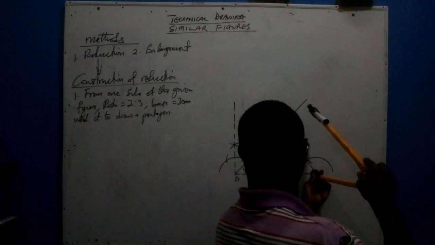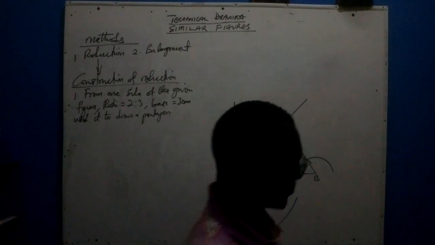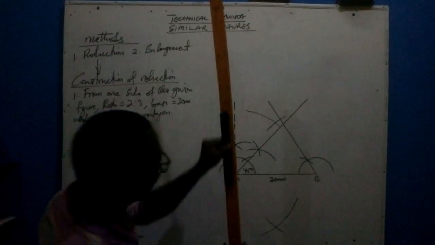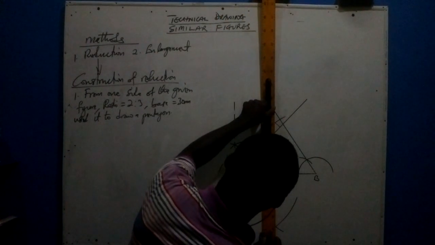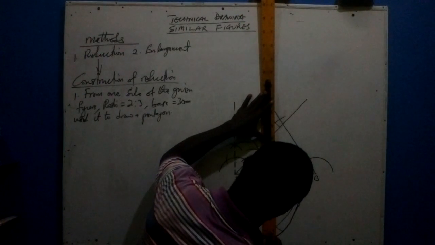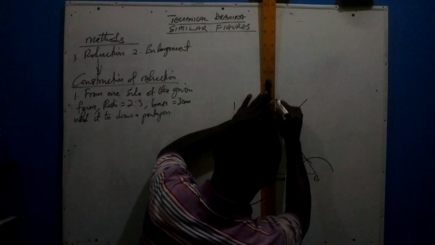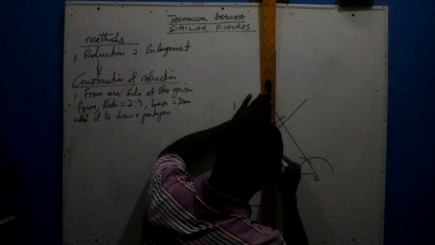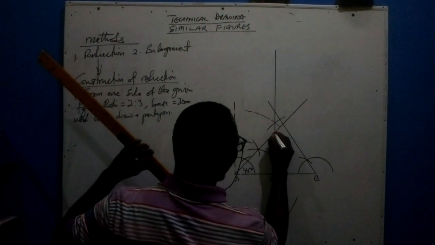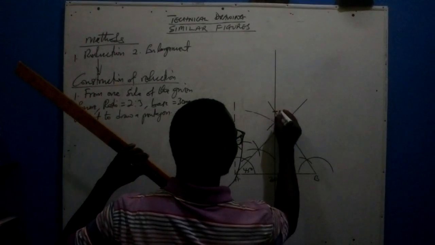I'll stand on B. So that bisection line will touch or pass through the 45 degrees line and the 60 degrees line. Where it touches the 45 degrees line, I will name it 4. Where it touches the 60 degrees line, I will name it 6.